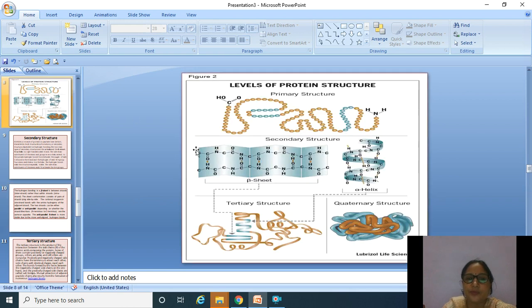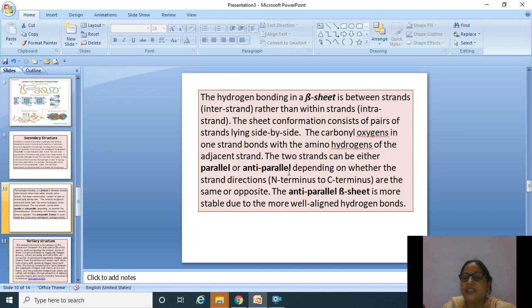Look at here. In both strands, the ends may be carboxyl terminus or nitrogen terminus. These are parallel, and it will be anti-parallel if one strand has the nitrogen terminus and the other strand has the carboxyl terminus. So these two strands may be parallel or anti-parallel depending on whether the strand directions are the same or opposite.